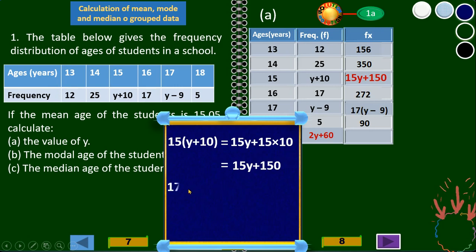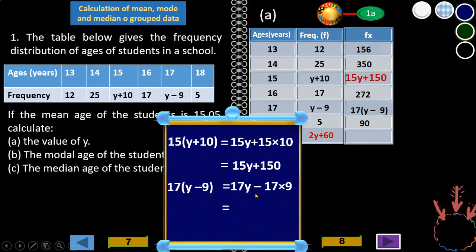So we're going to do the same thing for this too. So simplifying that, we're going to have 17 into y minus 9 will give me, removing the bracket, 17y minus 17 times 9. And simplifying that, we're going to have 17y minus 153. Then that's what we're going to use to replace this here.